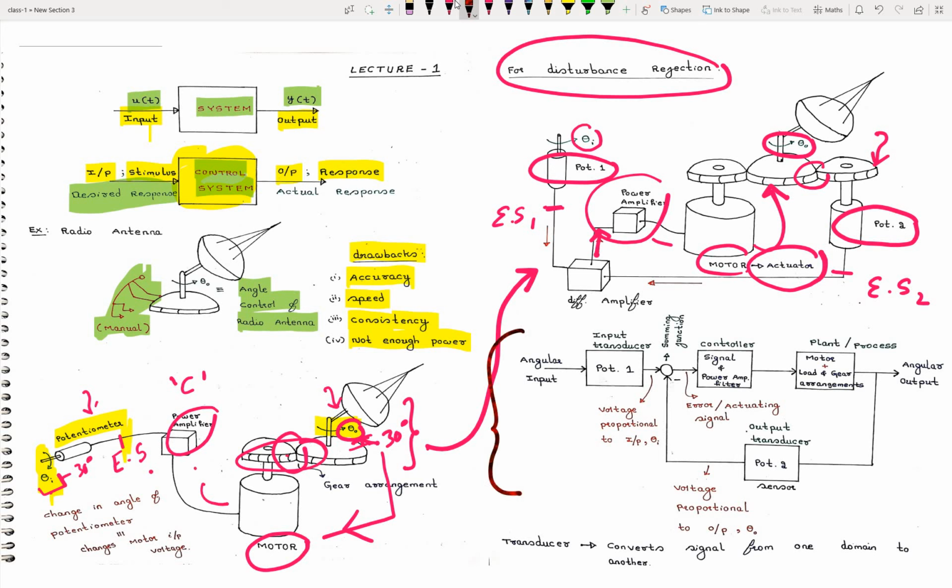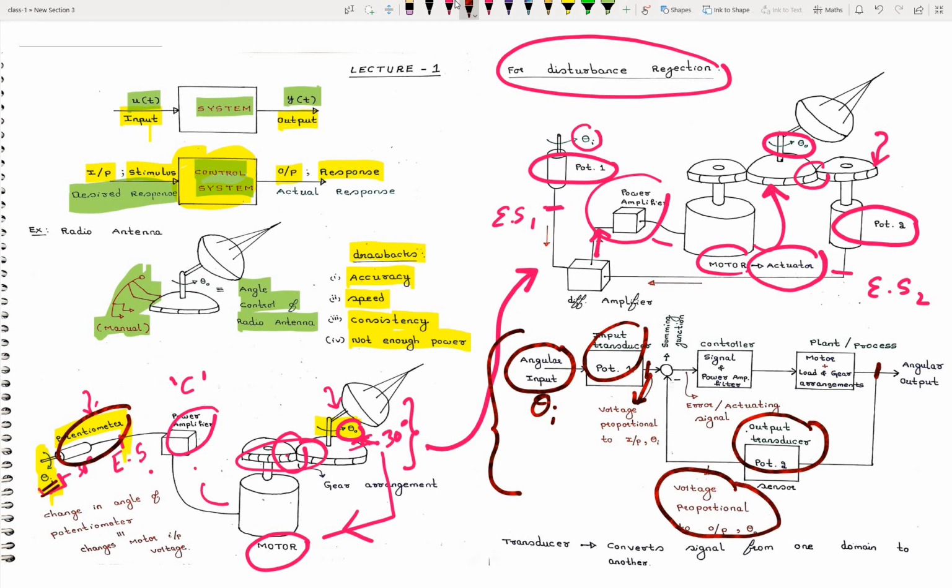As explained here, theta I is the angular input. This potentiometer acts as an input transducer. Here we get a voltage proportional to theta I. This is the theta I we have. Here we are measuring the output using some sensor. Then we use an output transducer. By using the output transducer, we get a voltage proportional to theta naught. This is the theta naught.